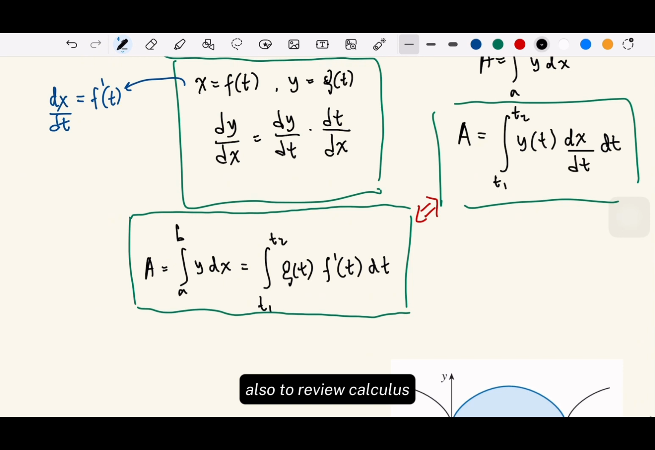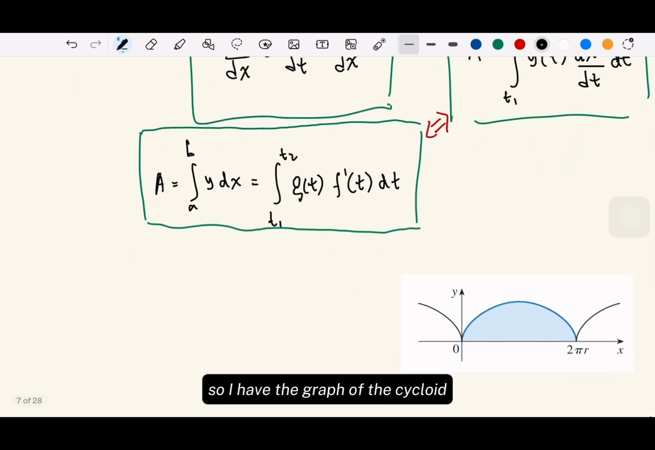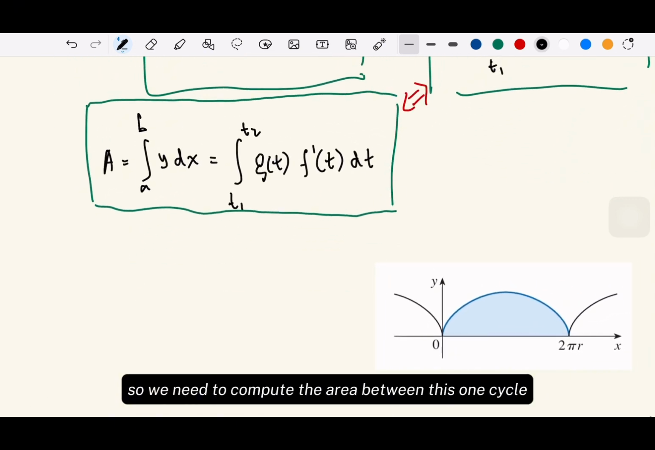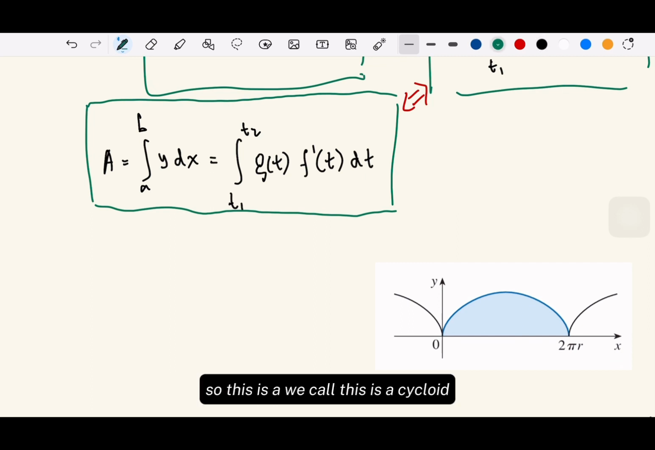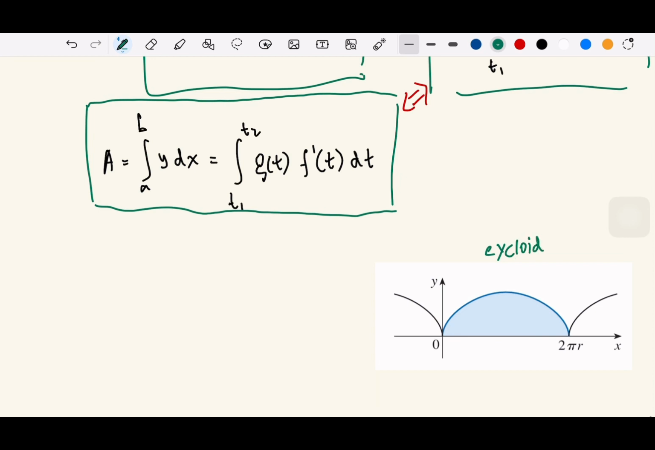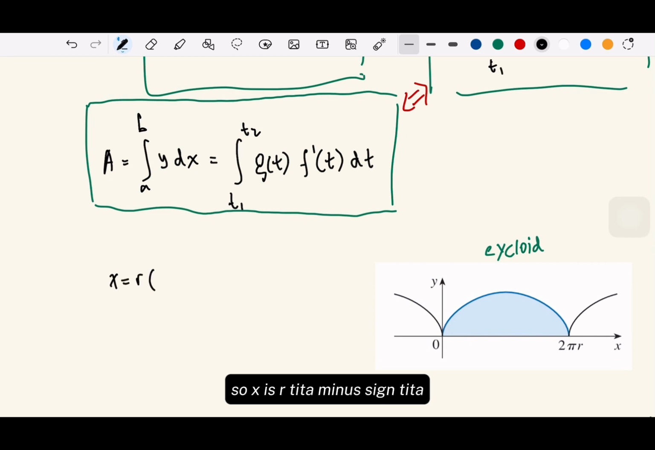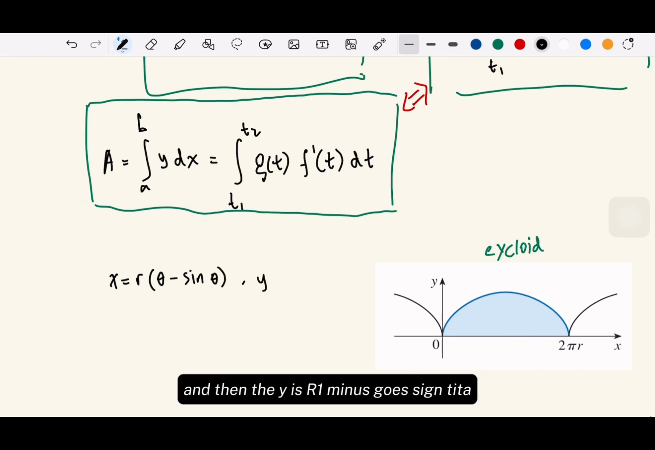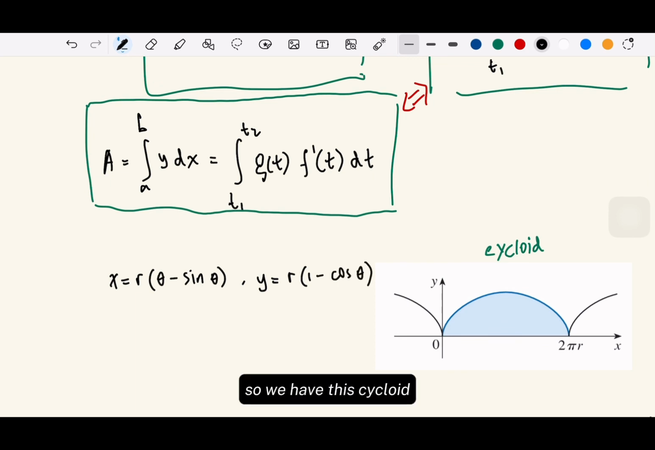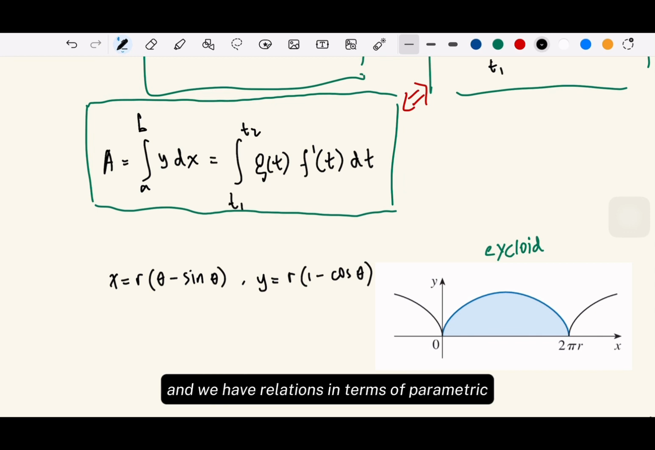Also to review your calculus. So I have the graph of the cycloid. We need to compute the area between this one cycle. This is what we call a cycloid, and I will give you the equations. So x is r(theta minus sine theta), and y is r(1 minus cosine theta). So we have this cycloid, with relations in terms of parametric with the parameter theta.